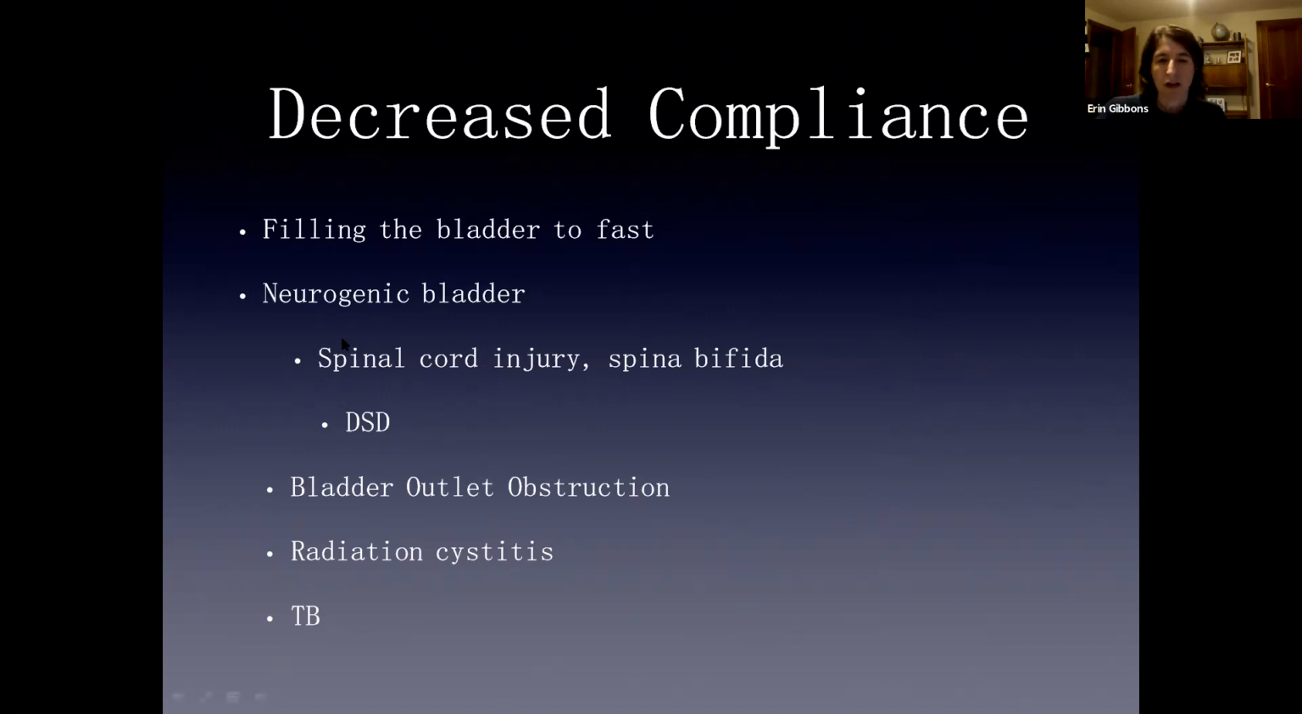Obviously, in someone with a neurologic condition, you are expecting this, both spinal cord injuries, myelomeningocele with spina bifida, and detrusor sphincter dyssynergia. Very bad bladder outlet obstruction, men with bad BPH who've been urinating against an obstructing prostate for many years may have poor compliance. And then obviously any problems with the bladder contractility itself, right? So radiation, cystitis, and tuberculosis.